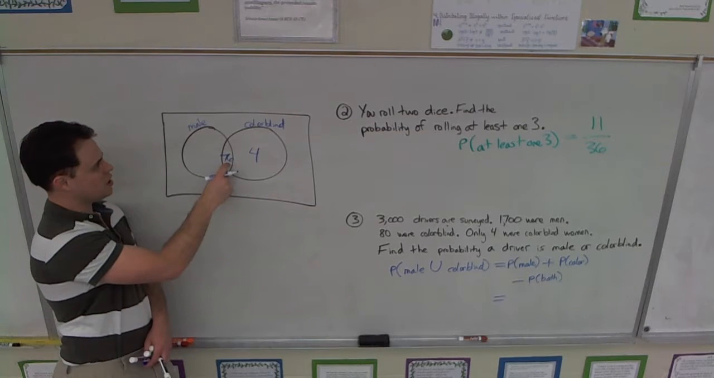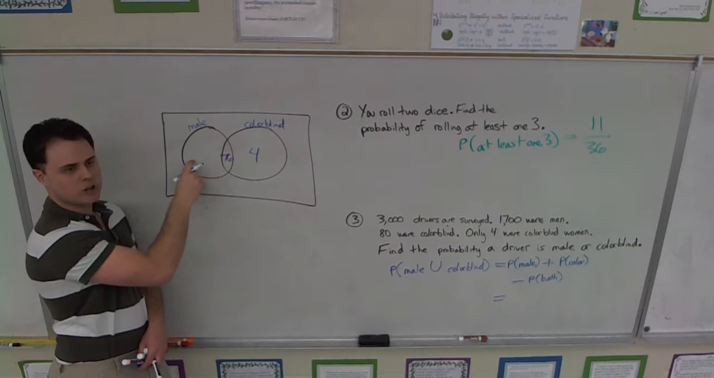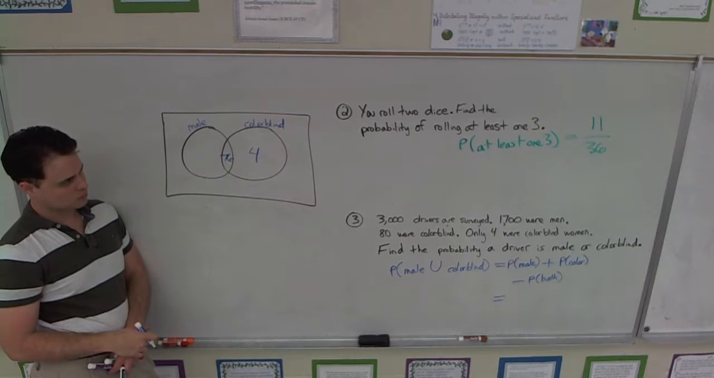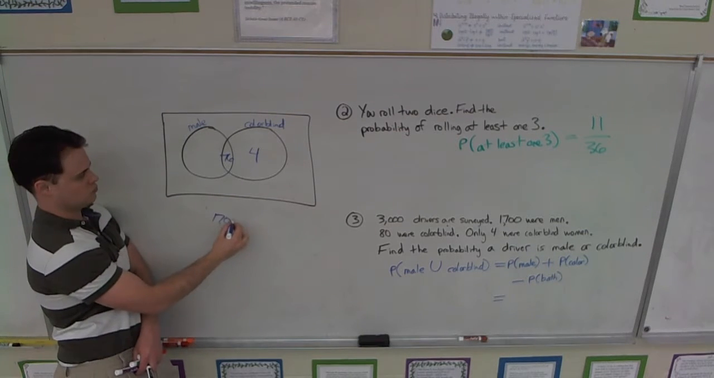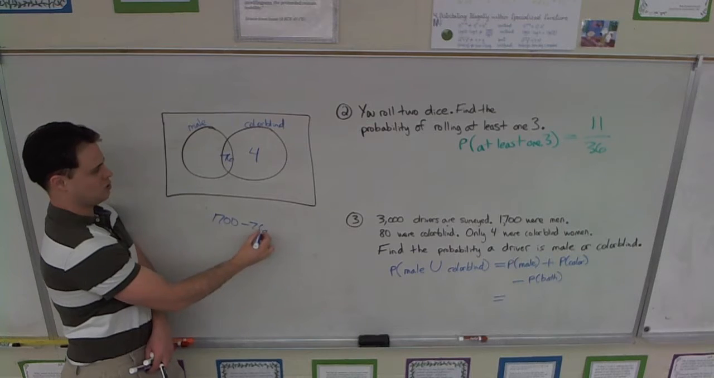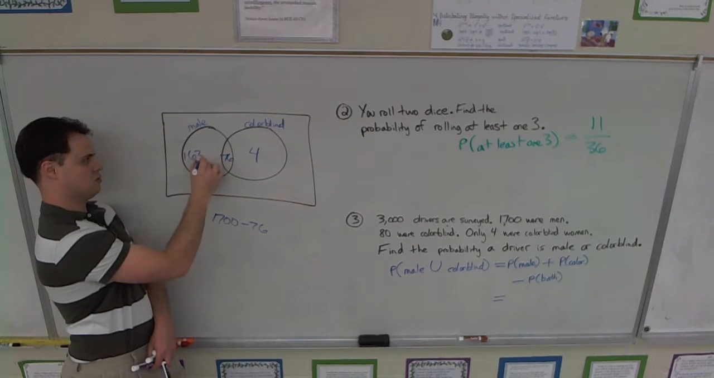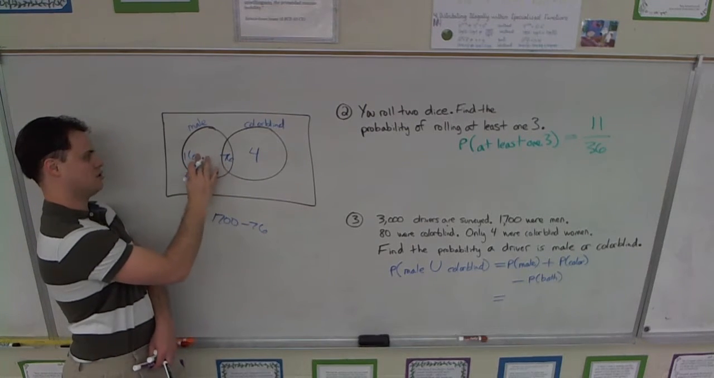So if I have 76 men that were colorblind, how many were not? 1,624? Nice.